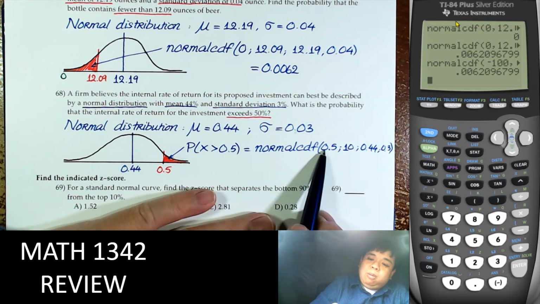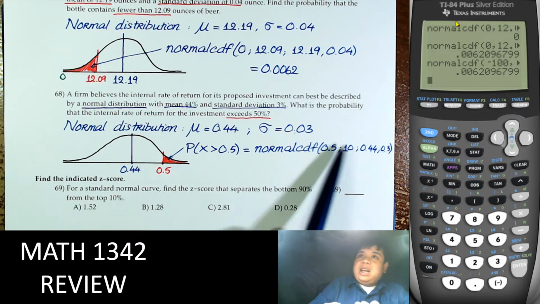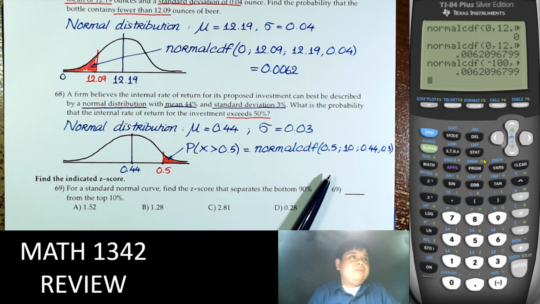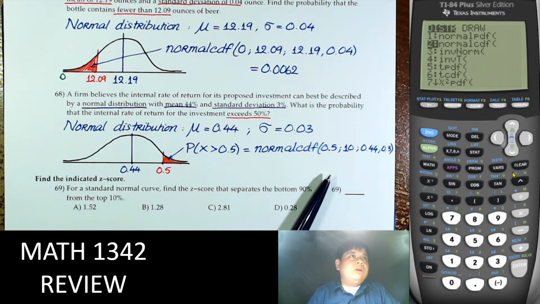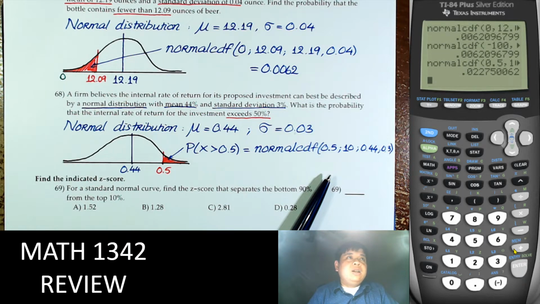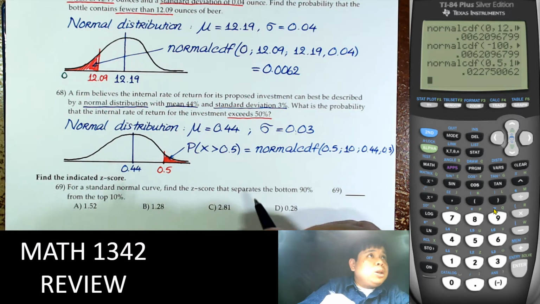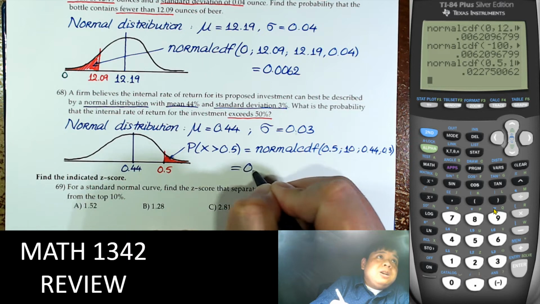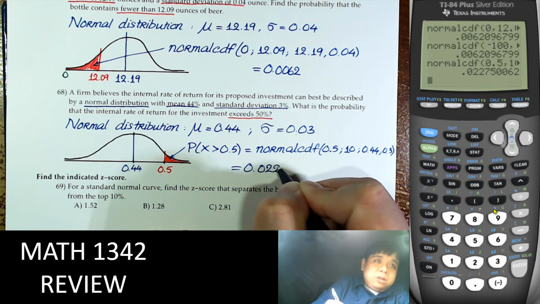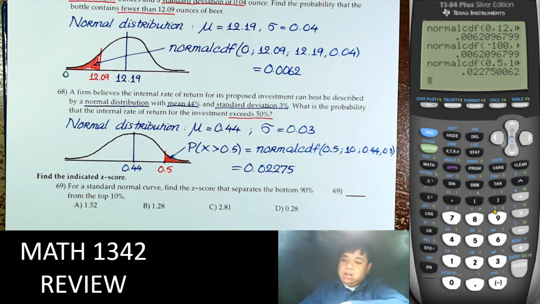Right. So lower bound, upper bound, mean, standard deviation. Right, let's try that. Second variable, normal CDF, 0.5, 10, 0.44, 0.03. Right, and calculate that. We have 0.2275. Right, so we have that one.